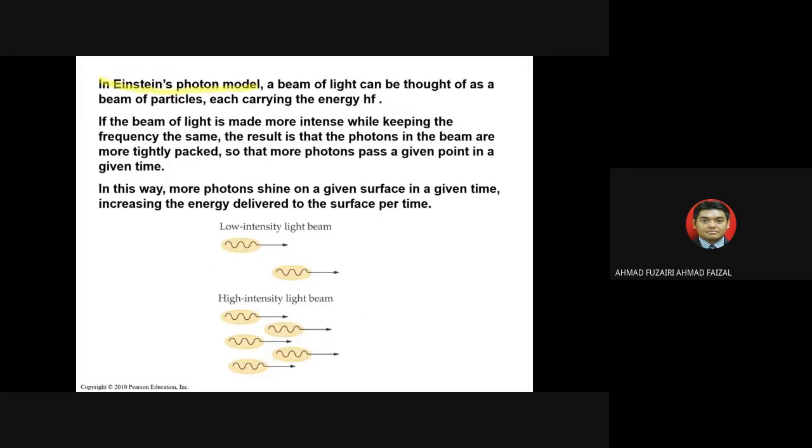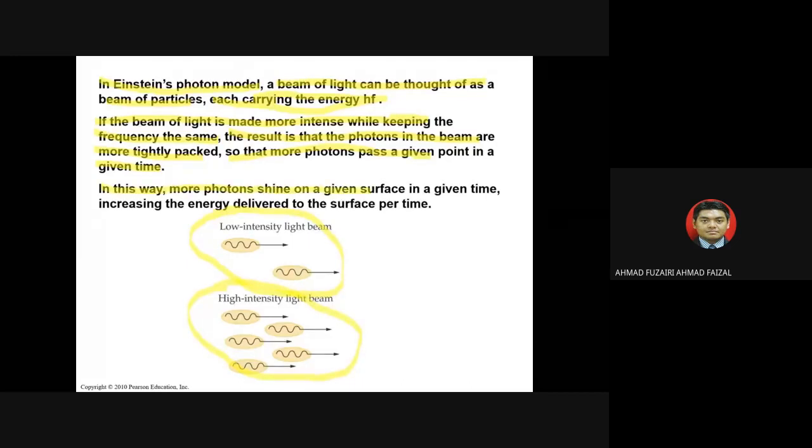In the photon model, a beam of light can be thought of as a beam of particles, each carrying the energy hf as given previously. So if the beam of light is made more intense while keeping the frequency the same, the photons in the beam are more tightly packed, so that more photons pass a given point in a given time, as shown in this figure. So this is a high intensity light beam as compared to a low intensity light beam. In this way, more photons shine on a given surface in a given time, increasing the energy delivered to the surface per time.